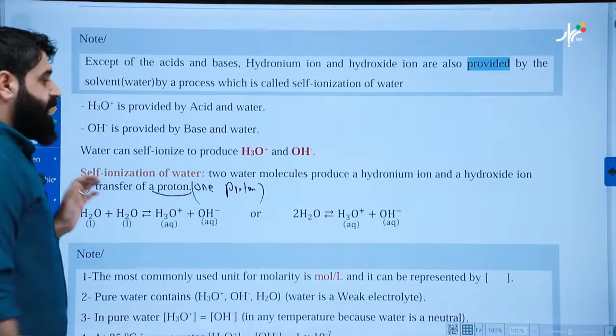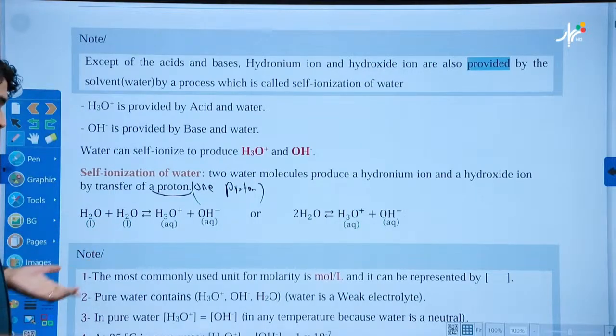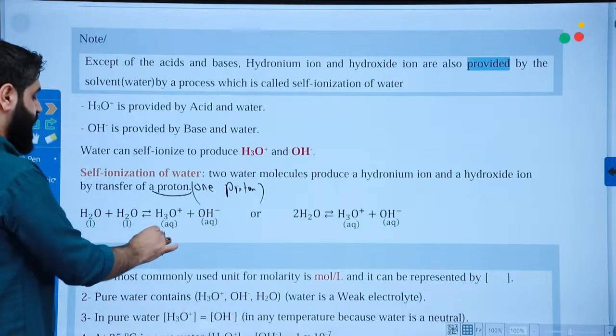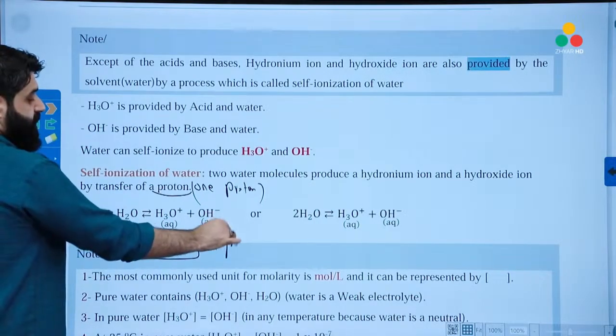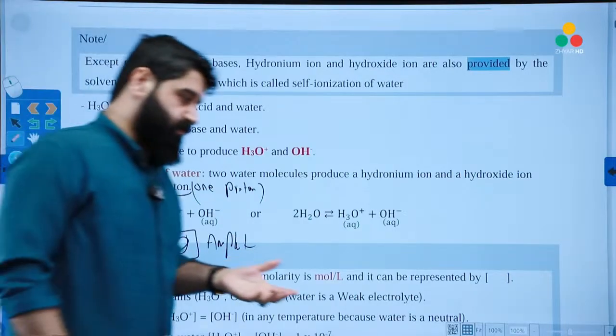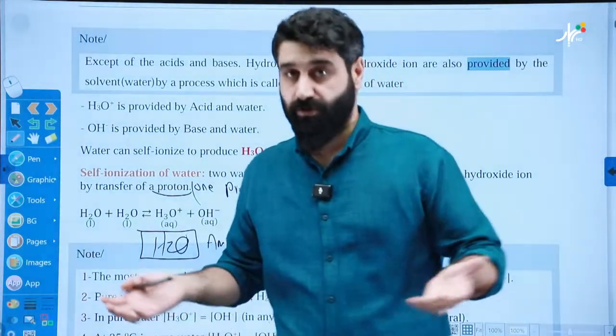Water in this reaction acts as amphoteric. It can be both proton donor and acceptor. So what is H2O in the self-ionization of water? It is amphoteric, because one H2O acts as the acceptor and the other one as the donor.